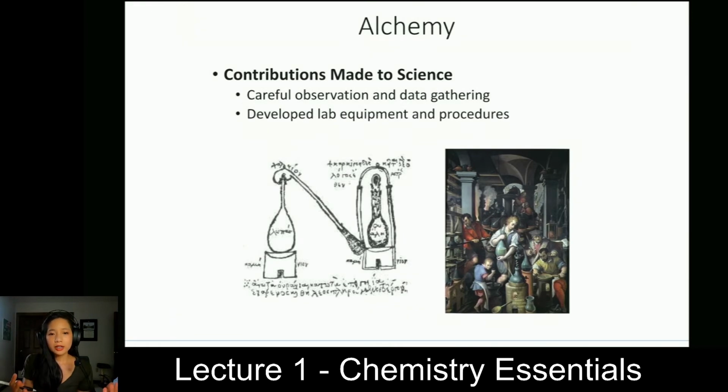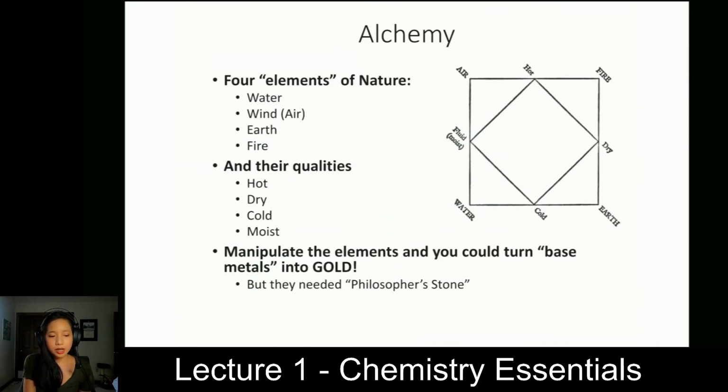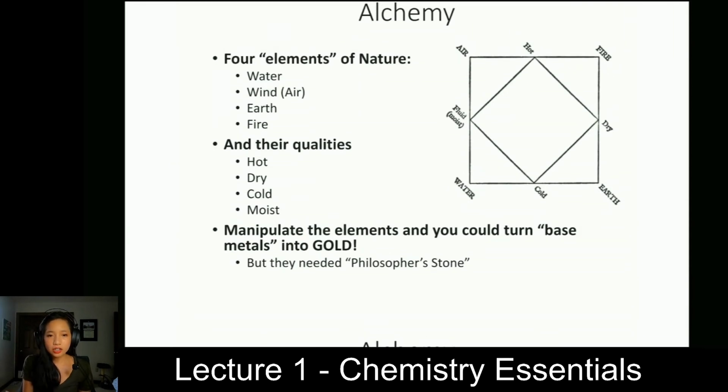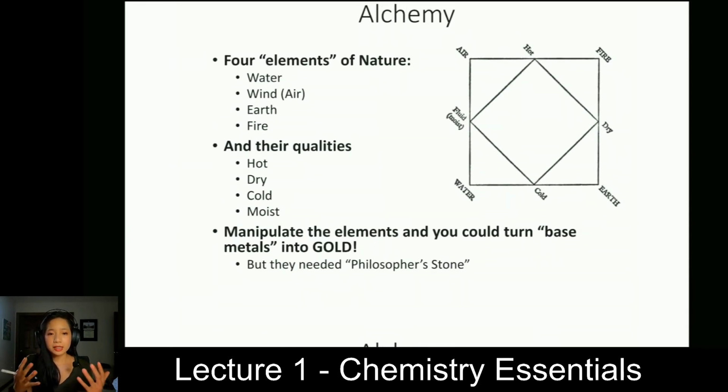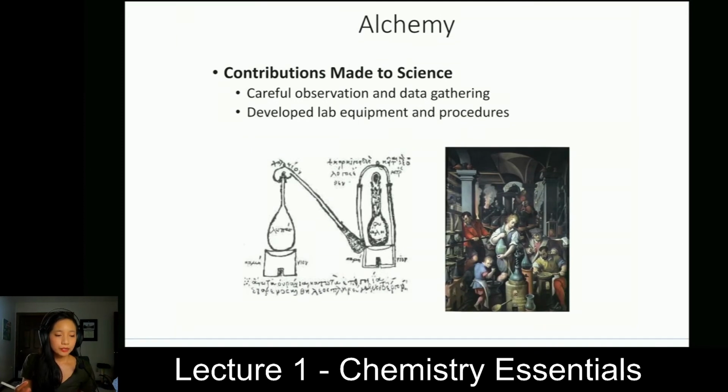So alchemists were constantly trying to make gold using these principles of the elements and their qualities and changing them to make the substance that they wanted. Their contribution to science is that, in order to reproduce different experiments to try to change one substance to another, they made observations, collected data, and wrote them down.